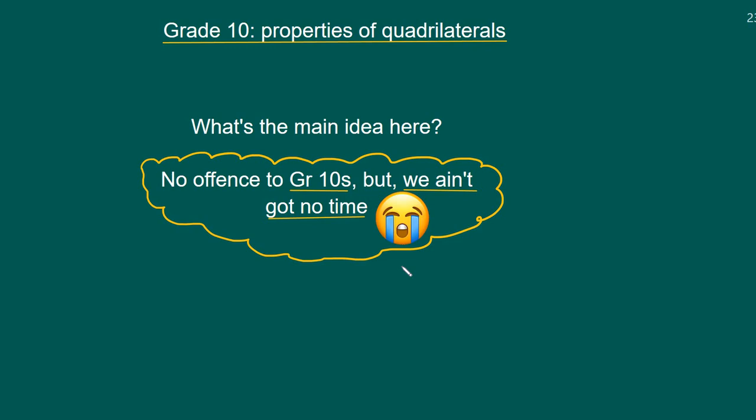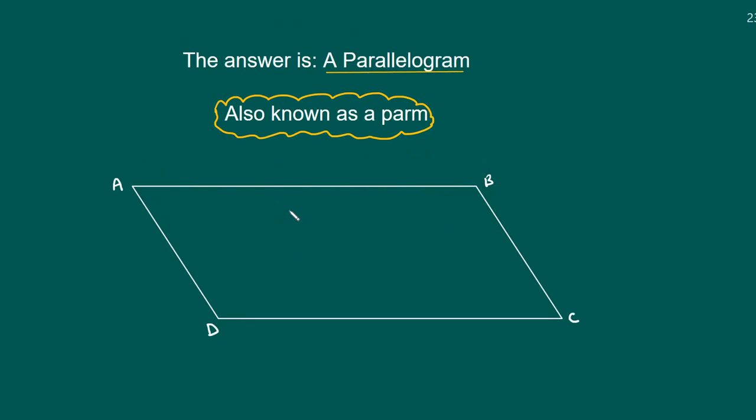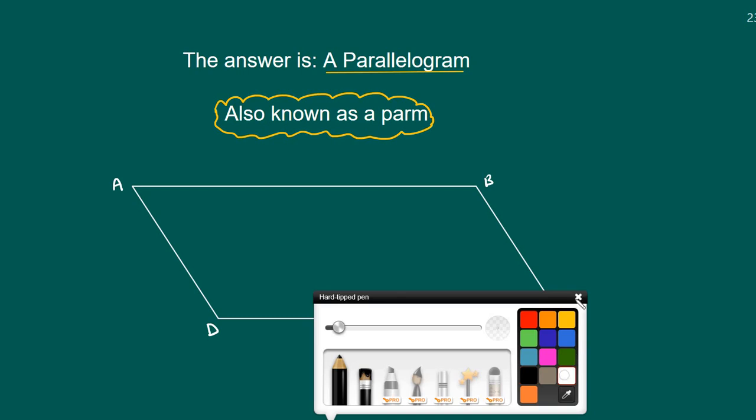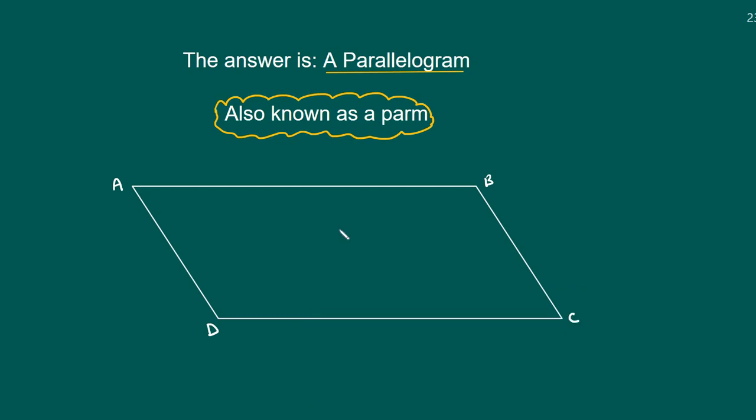The main idea is to know the properties of quadrilaterals. Is it possible for us at this moment to grasp all the properties? It's very much possible. Let's see. You just need to know this one shape, a parallelogram. If you know a parallelogram, then you are done with the rest. What are the properties of a parallelogram that we remember, guys? Opposite lines are parallel.